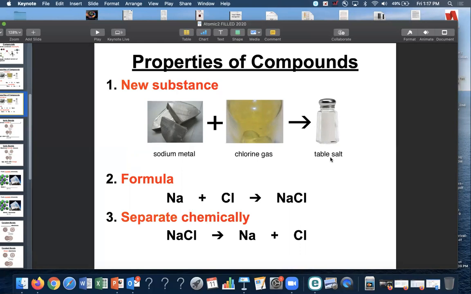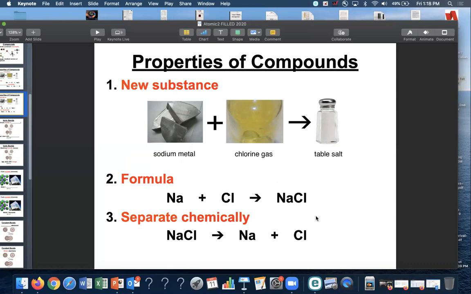I'm not condoning going out and eating a bunch of salt. That's not good either, but you have to have some. The big thing is it's completely different from the other two things that make up the salt. Compounds also have formulas. With salt, it's sodium chloride, NaCl. If it's different from that, then it's not salt. There are other types of salts, but it's not table salt.